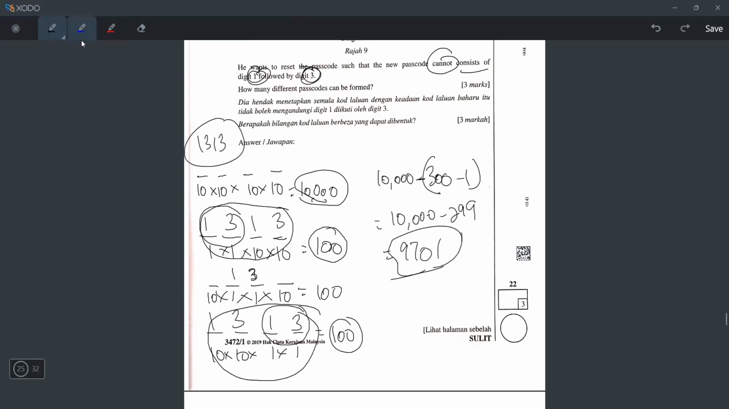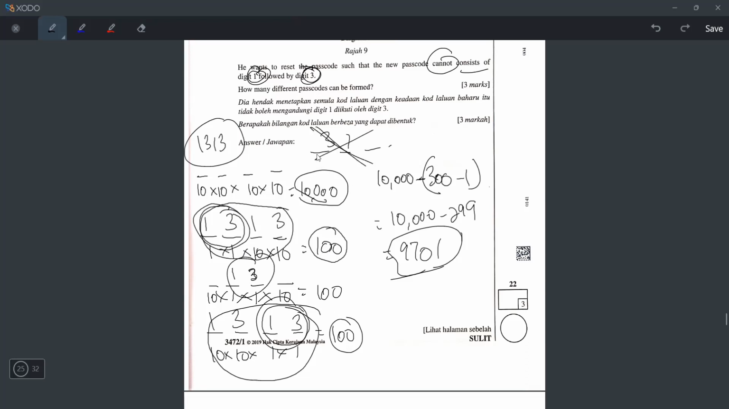And one more thing I want to mention is, what about like this? What about 3 followed by 1? Okay, this one is allowed, because they say cannot consist of 1 followed by 3, not 3 followed by 1. Okay, so what I do is I only calculate those with 1 followed by 3 only, and then take the total number of ways minus it.